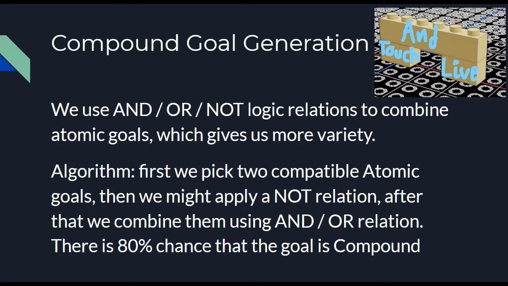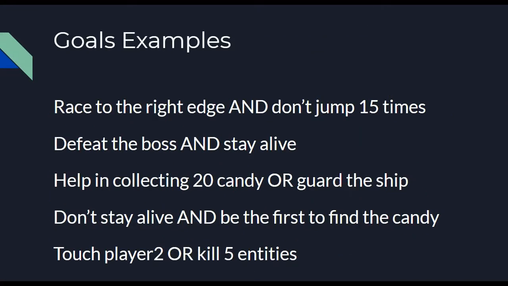The algorithm is that we first pick two compatible atomic goals. Then there is a chance that we might apply a not relation to them. After that, we combine them using an AND or an OR relation. These are some examples of generated goals. Pause the video if you want to read them.